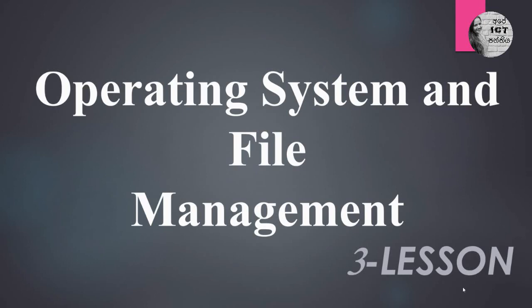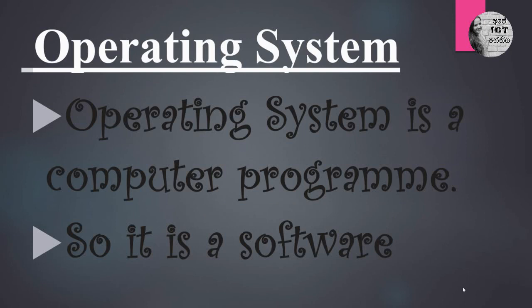Today we are going to start grade 6 ICT lesson 3, operating system and file management. What is an operating system? An operating system is a computer program, so it is a software. We have defined a software as a computer program. In your first lesson, we discussed that a software is a computer program that is designed to execute daily tasks. So, as the definition says, an operating system is also a computer program and it is a software.